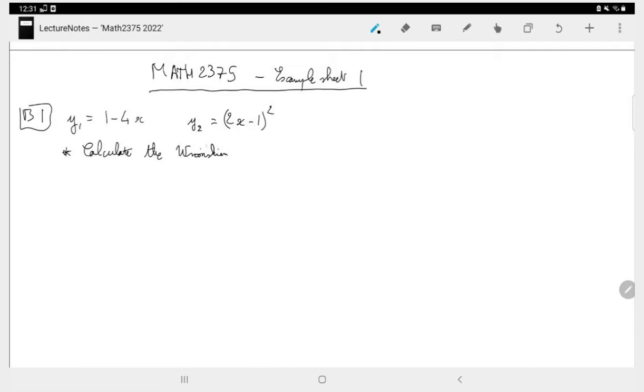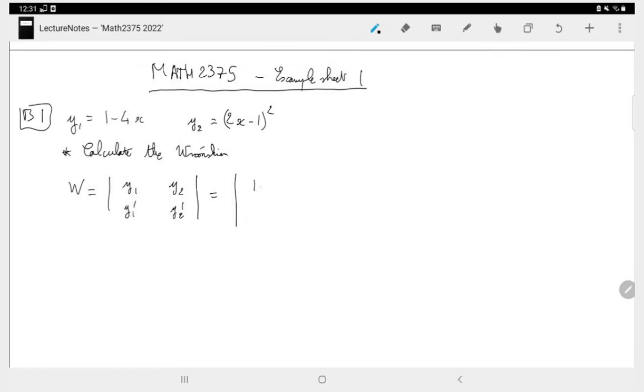So the Wronskian is nothing else but the determinant of the matrix comprised of the first function and the second function on the first row, and then their derivatives on the second row. Note that you can write down the transpose of that matrix, which means that you would have on the first column the functions and on the second column the derivatives. That wouldn't change the result because the determinant of the matrix is also the determinant of the transpose of that matrix.